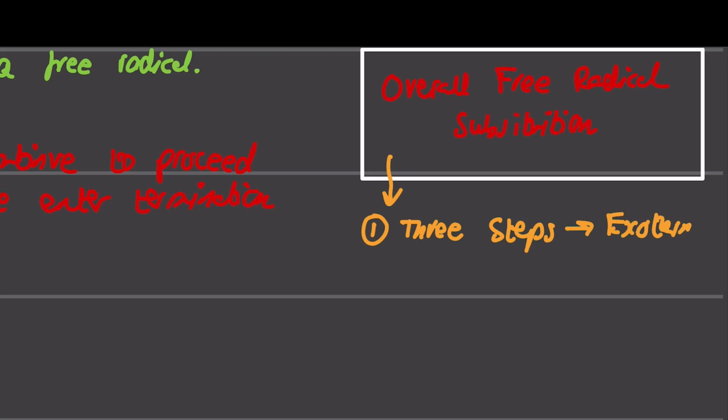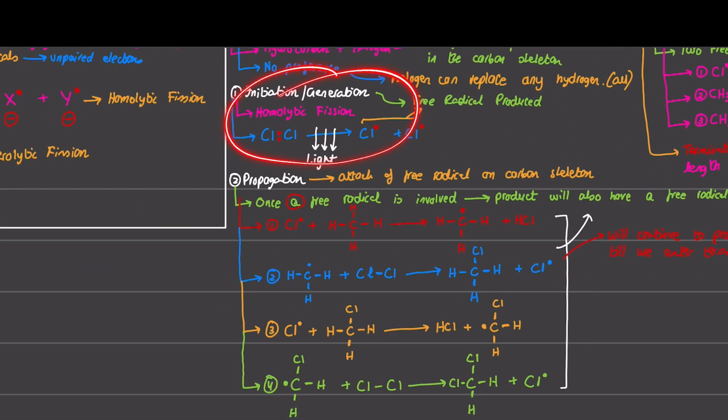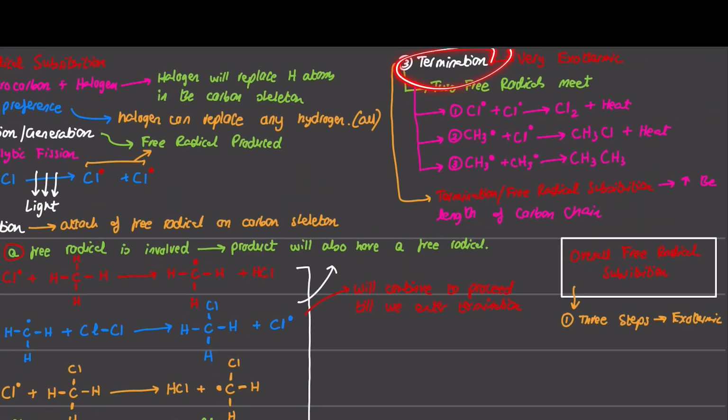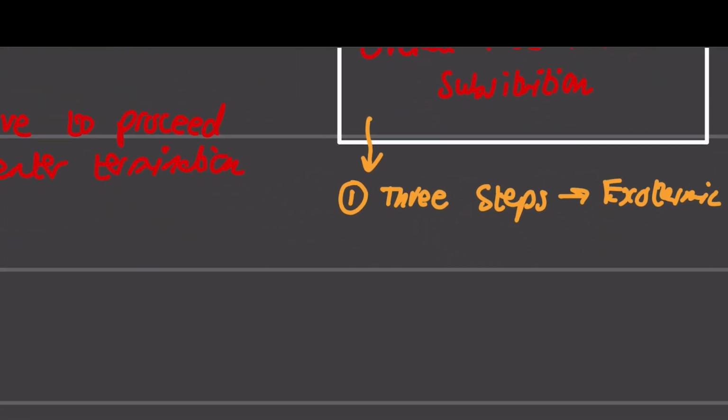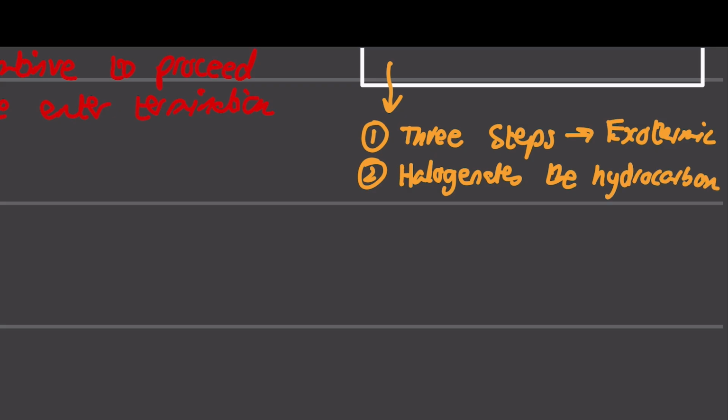3 steps, and all 3 steps are actually exothermic. Okay, some are not that exothermic. The most exothermic step is termination. Initiation is still quite exothermic, but again not as exothermic as termination. Termination is super exothermic. What I want you guys to remember is that it's super exothermic. Okay, what does this entire reaction do? We say that it halogenates the hydrocarbon. Whatever hydrocarbon it is, it's going to cause halogenation of the hydrocarbon.